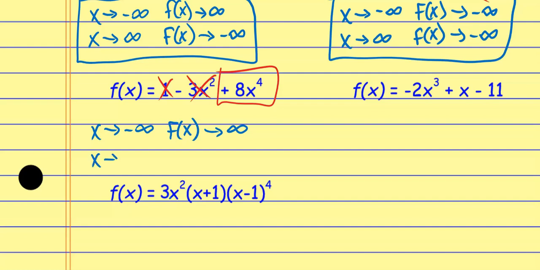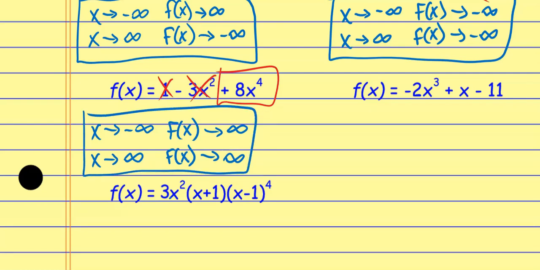If I were to plug a positive value in, once again, any positive value raised to the fourth power is going to give me a positive value. So infinity to the fourth power is still going to be positive infinity. And then times a positive 8, well, positive times a positive is always a positive. So it's still going to be positive infinity. So this one on the left, it goes up, and on the right, it also goes up.